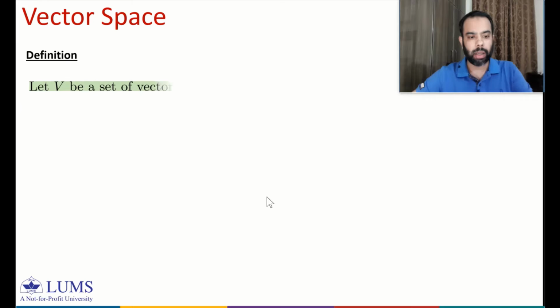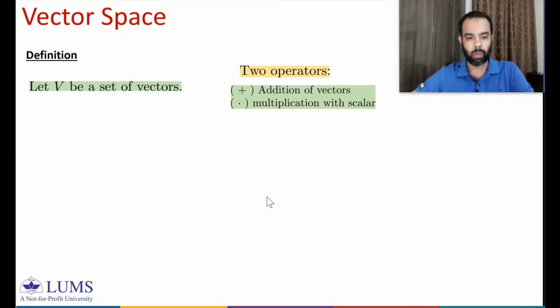We take a set of vectors V, and we take two operators, one is addition and the other is multiplication. Addition takes two vectors from the set V, and the multiplication operator is defined by multiplying an element from the set V with a scalar alpha.